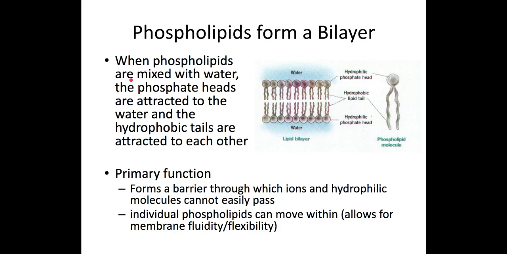When phospholipids are mixed with water, the phosphate heads are attracted to the water and the hydrophobic tails are attracted to each other. This will form a bilayer. The primary function of the phospholipid bilayer is to form a barrier through which ions and hydrophilic molecules cannot easily pass. Individual phospholipids can actually move within the membrane, and this allows for membrane fluidity and flexibility.